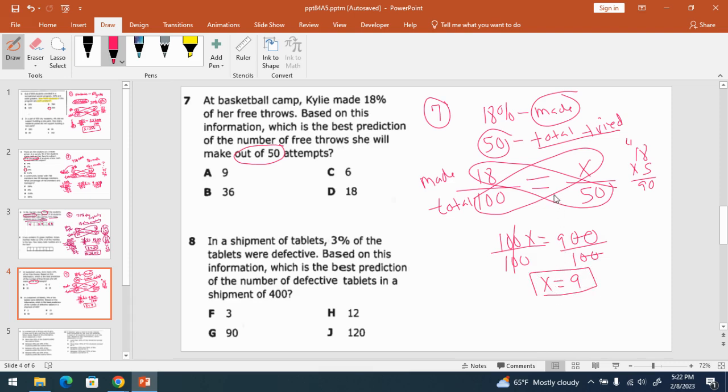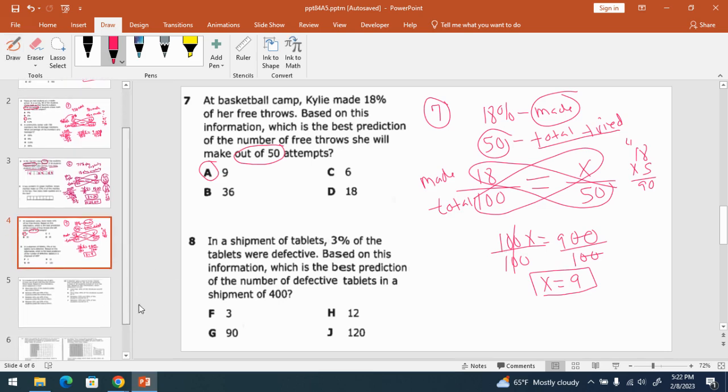So what we're saying is that if she tries 50 only, she'll make 9. And it makes sense. Think about it. Half of 100 is 50, and half of 18 would be 9. So I feel very comfortable that I am correct. Guys, the main thing is to read carefully and label. We need to label so we can know who goes where, or you'll have trouble with this assignment.